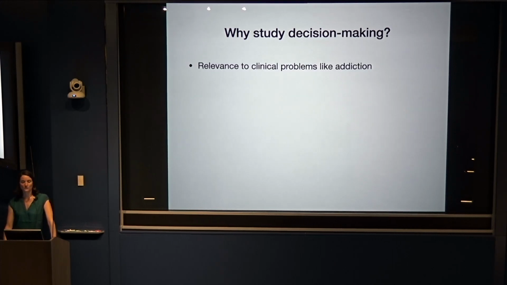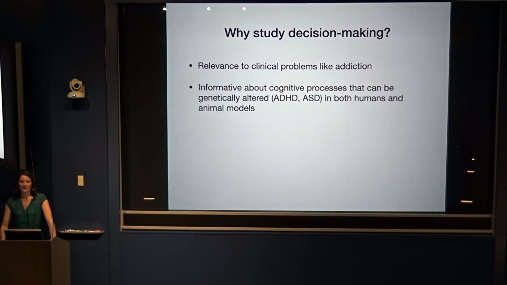So first of all, there's relevance to a lot of clinical problems. One example is addiction, which to some extent is certainly a disease of decision making, right? Many times people want to stop taking the substance that they're addicted to, but they're not able to make that decision. Studying decision-making is also informative about cognitive processes that can be genetically altered, and a couple of examples of those are attention deficit hyperactivity disorder, ADHD, and also autism spectrum disorder, in both humans and animal models.